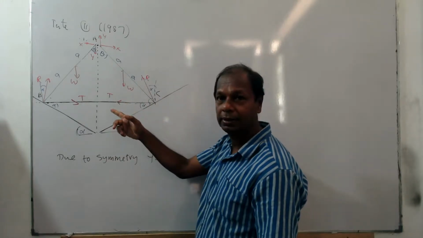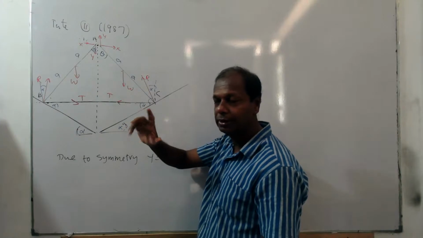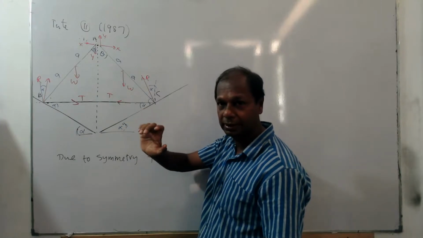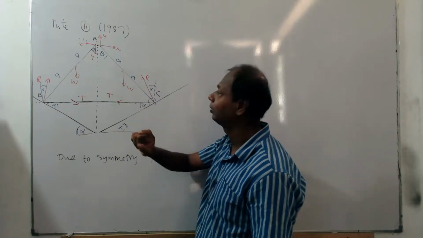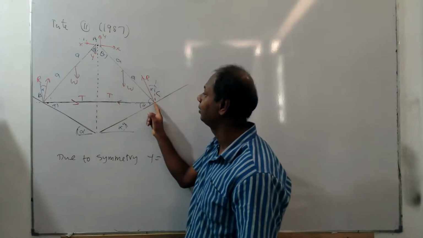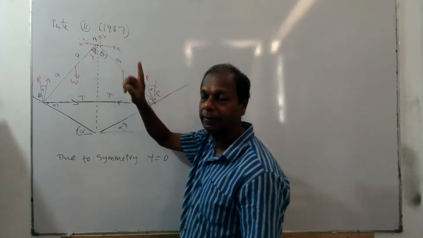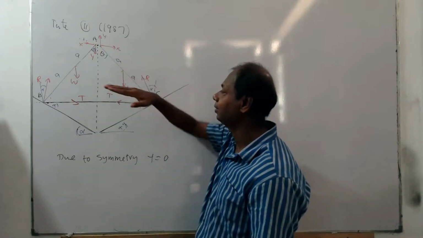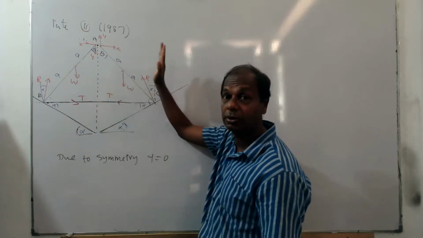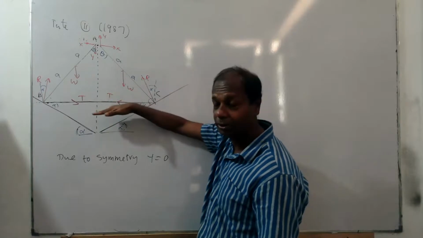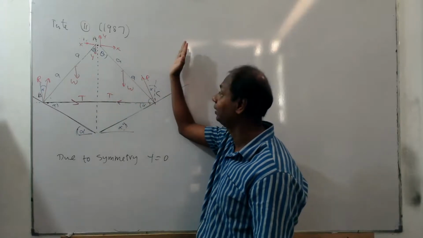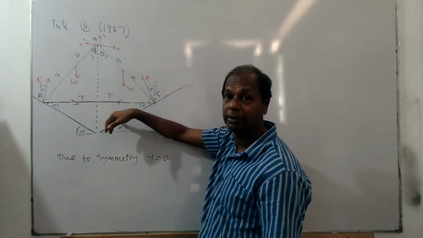To get an equation containing T, there are two options. You can either consider AC and take moments about A. That's one option. The other is to consider AC and resolve vertically. Definitely not horizontally. Definitely not vertically, since if you resolve vertically, T will not come.